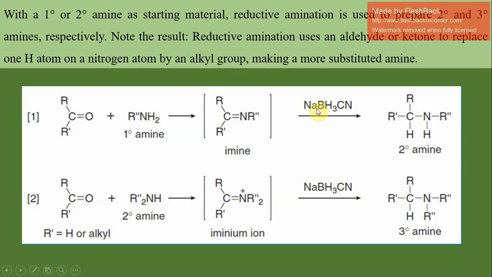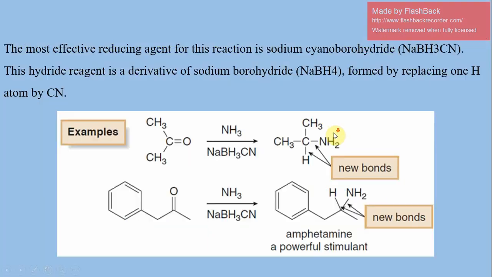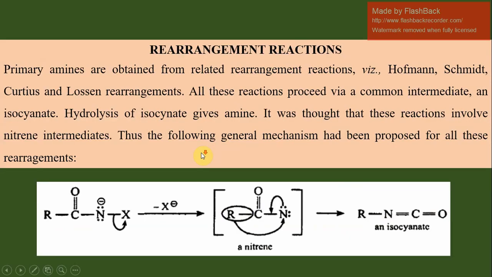Usually, for these reductive amination reactions, we prefer to use sodium cyanoborohydride, which is derived from sodium borohydride by replacing a hydride by cyanide. And here is an example. Two examples are given here for reductive amination of the carbonyls.